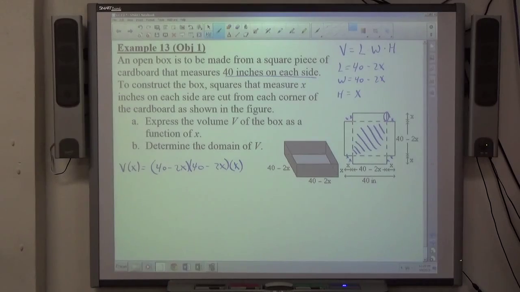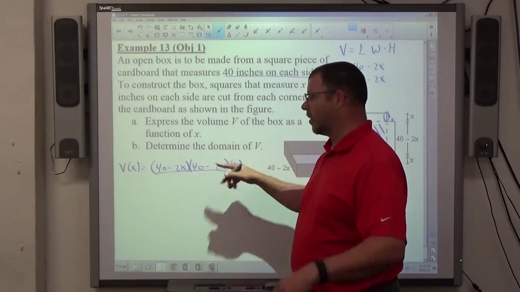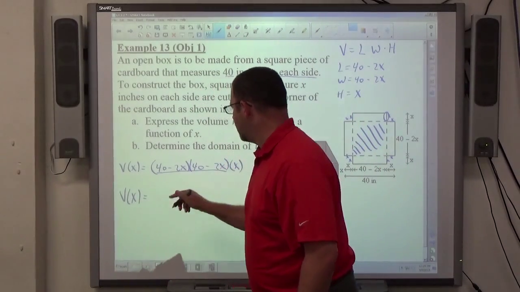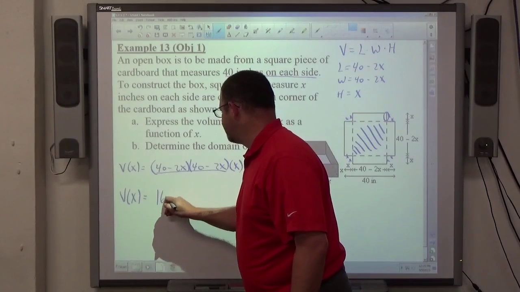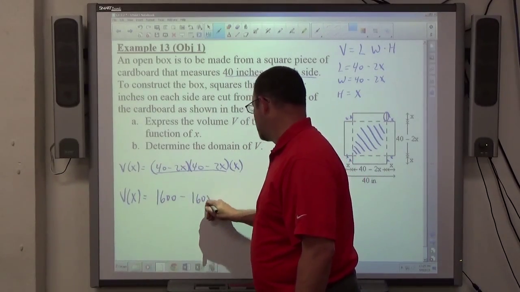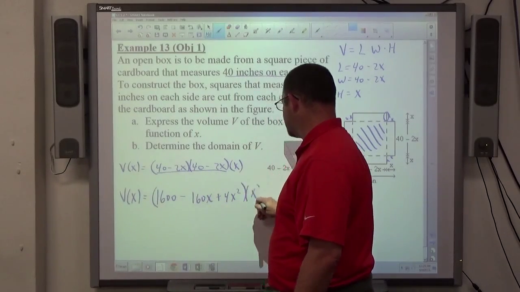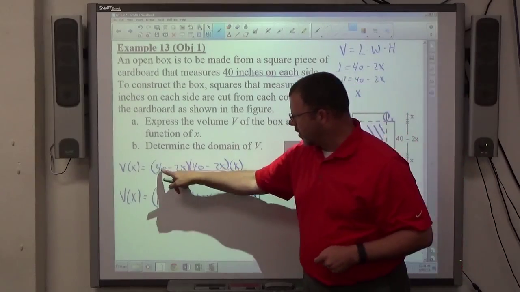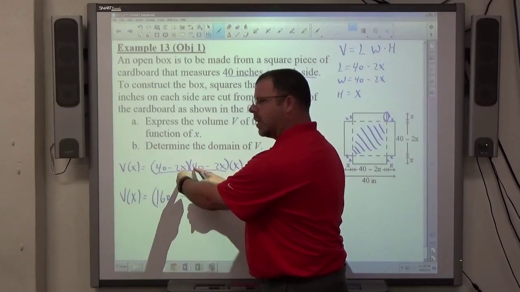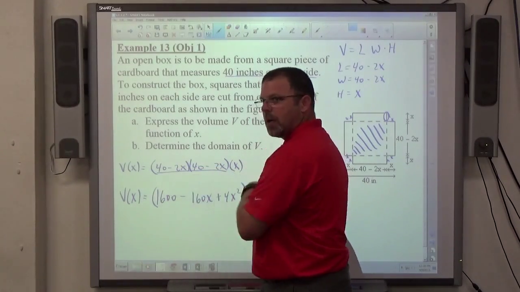What's left to do is to multiply that together. Notice 40 minus 2x times 40 minus 2x is just 40 minus 2x, the quantity squared, so we can shortcut that. V of x equals 1600 minus 160x plus 4x squared, still being multiplied by x. Just square the first object, double the product of the two objects, or negative 80x makes negative 160x for foiling. Square the second, the squares are always positive.